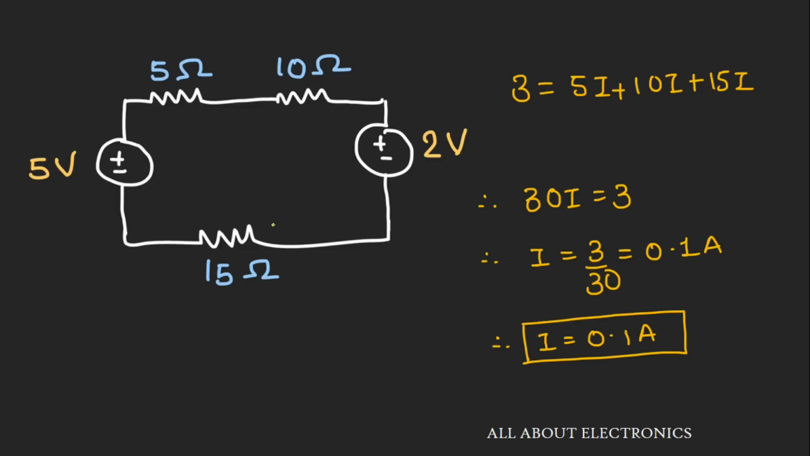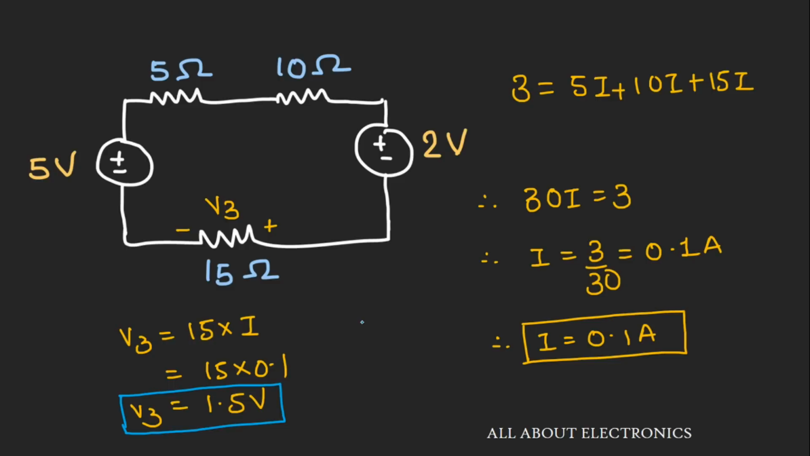Now the voltage across this 50 ohm resistor is V3, and V3 is given as 15 into I, that is nothing but 1.5 volt. So in this way, applying Kirchhoff's voltage law, we can find the current and the voltage in any electrical circuit. I hope you understood what Kirchhoff's voltage law is, and how, using this law, we can find different voltages and currents in any electrical circuit.